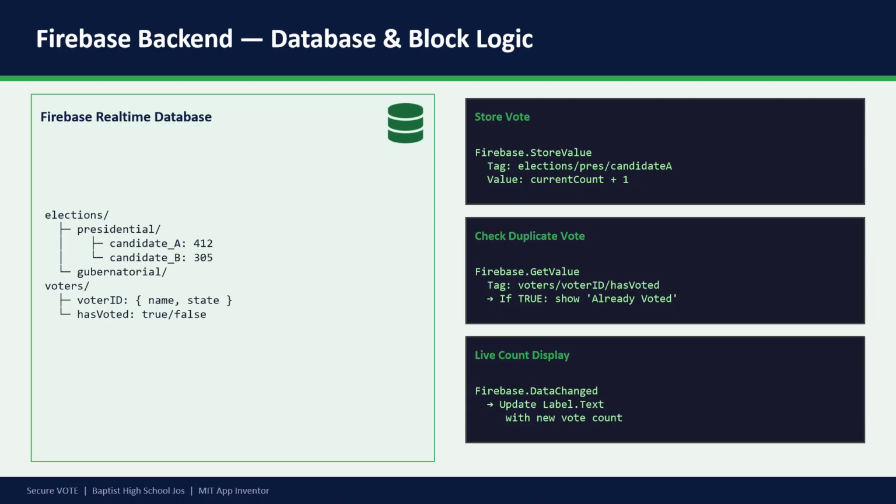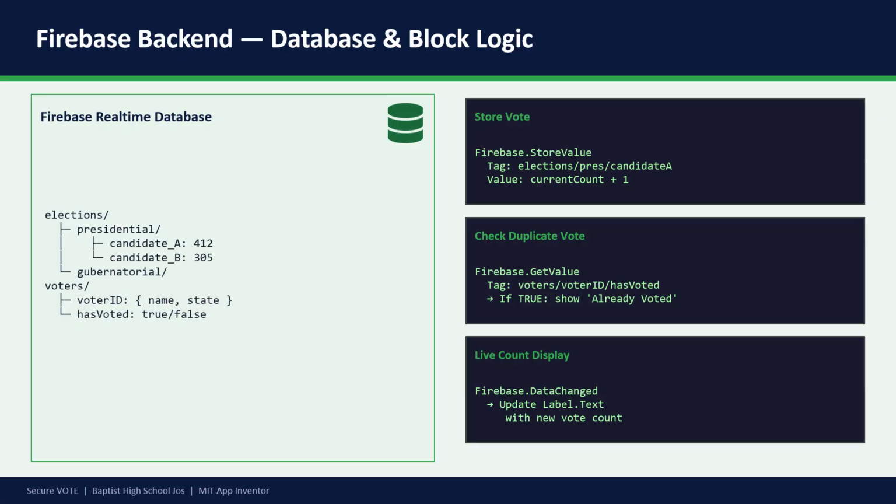On the right are the 3 most important logic blocks in our app. The first shows new votes incrementing the candidate's count in Firebase. The second checks if the voter has already cast their vote. If they have, we show an error and block the ballot. This is how we prevent duplicate voting. And the third is our live dashboard, the Firebase data change event, which fires automatically whenever new votes come in, and the screen updates instantly. No refresh needed.